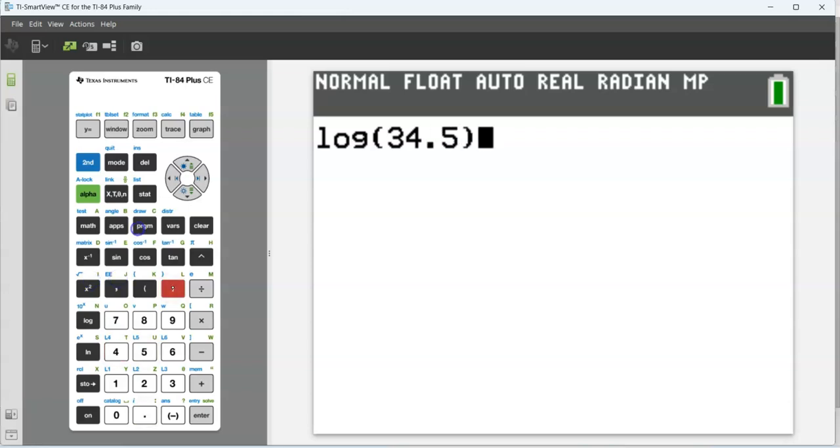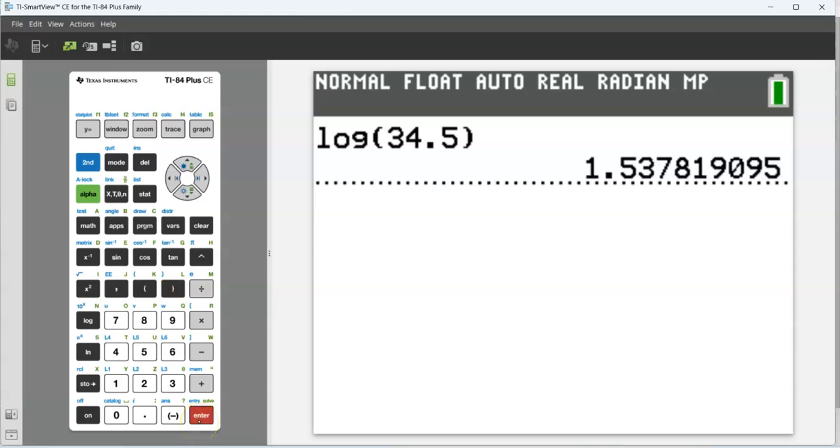And before we hit enter, let's think about this. Our answer should be between 1 and 2 because what's 10 to the first? 10. What's 10 to the second? 100. And 34.5 is between 10 and 100. Now, is 34.5 closer to 10 or closer to 100? Of course, it's closer to 10, right? So our answer should be closer to 1 than it is to 2. Oh, shoot. Got that one wrong.